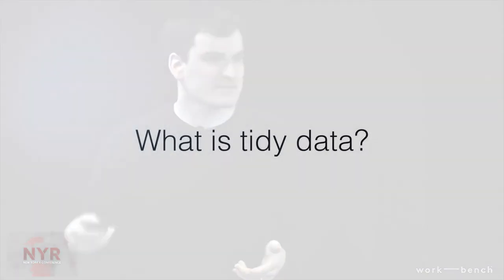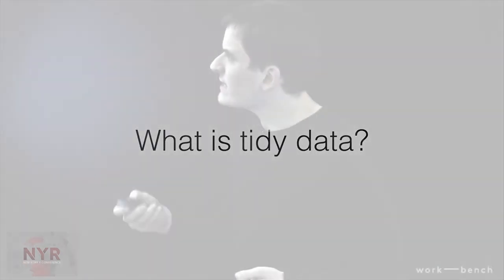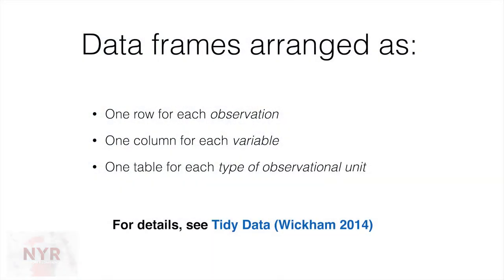So what is tidy data? Who's heard the term tidy data before? Who's familiar with it? Excellent, most people. It represents data frames that are arranged with one row for every observation, one column for every variable, and a different table for each type of observational unit. There's a lot of theory and elegant philosophy that goes into this definition. And for details, check out Wickham's 2014 paper, Tidy Data.